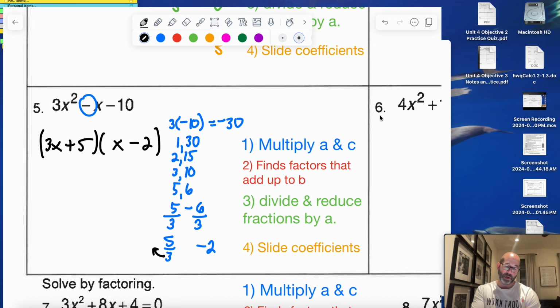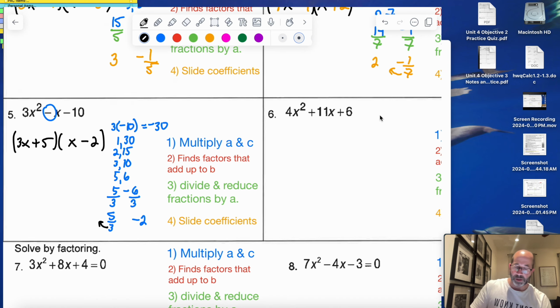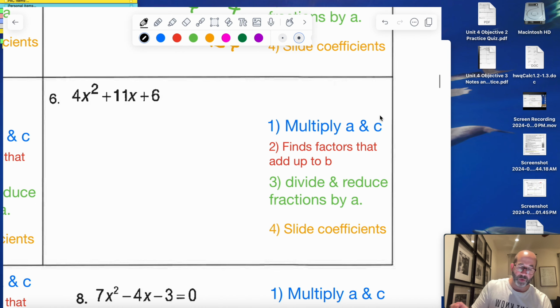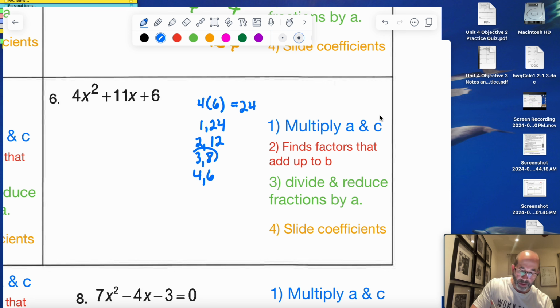Okay. Let's try number 6. We're going to multiply a and c, which is going to be 4 times 6, which is 24. We're trying to get an 11 from the b value, so it's 1 and 24, 2 and 12, 3 and 8, 4 and 6. Using a 3 and an 8, I get an 11, so 3 plus 8.